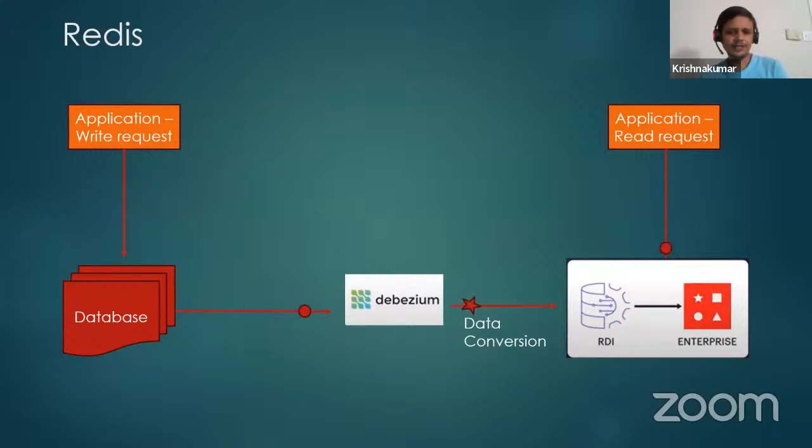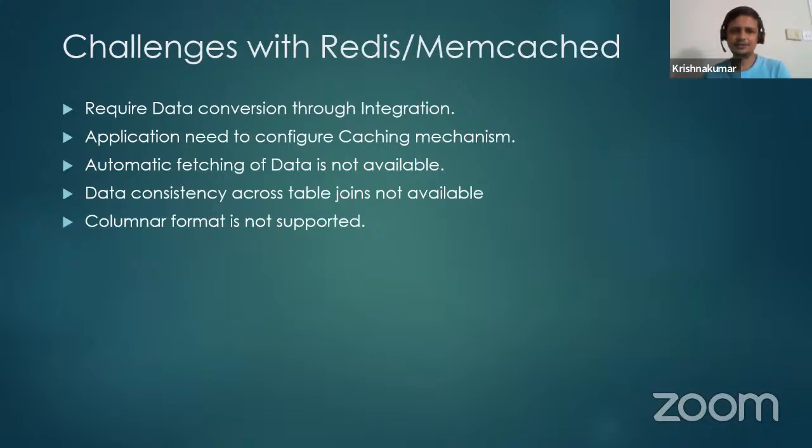Here there are a few challenges when we talk about the Redis mechanism. The first one is that we need the data conversion, through integration. The challenge is, suppose my data is not suitable for the conversion, then I will not be able to convert it and put it closer to the customer. Again, I need to get the data from the source database. That's one of the challenges. And the application needs to be configured for the caching mechanism. It means the caching is done by the application. When the application connects to the Redis database, only then will that data be pulled from the source database. It won't be automatically fetched from the source database to Redis. It's based on the application request.